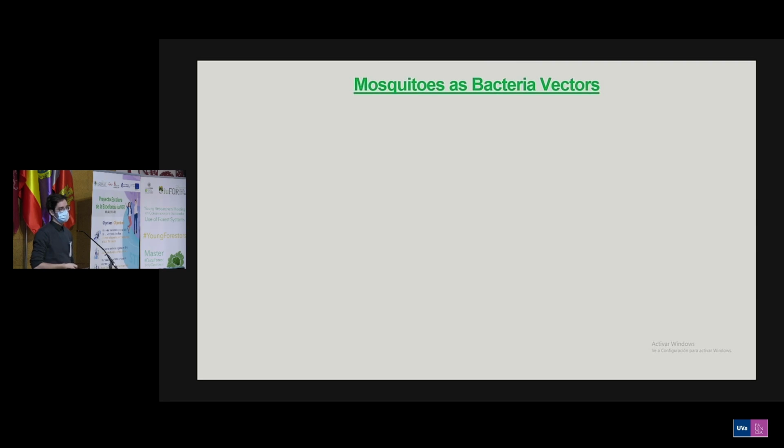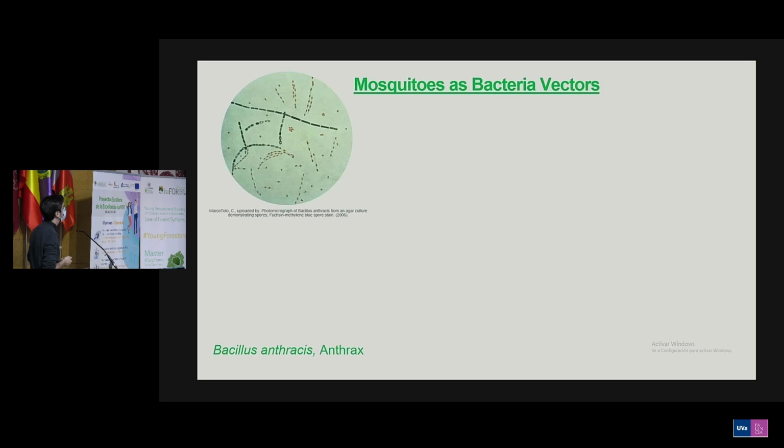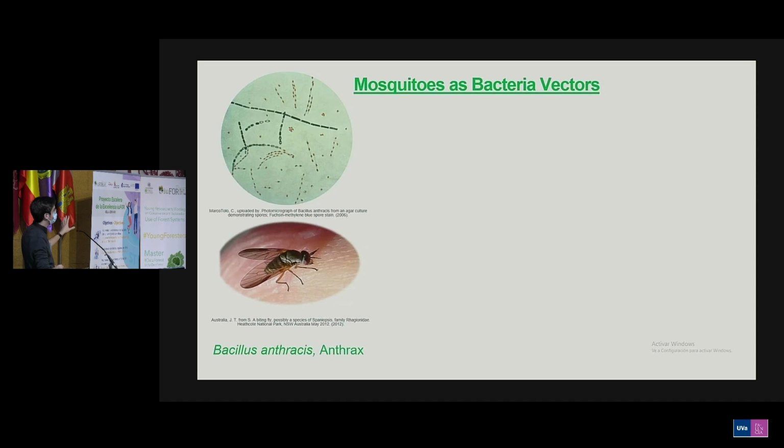So, as I said before, mosquitoes as bacteria vectors. There are not a lot of studies about Francisella, so we have to look for another bacteria that could be related to mosquitoes. Two of the biggest examples are, the first one, Bacillus anthracis, that causes anthrax, another zoonotic disease. This is normally transmitted by biting flies.